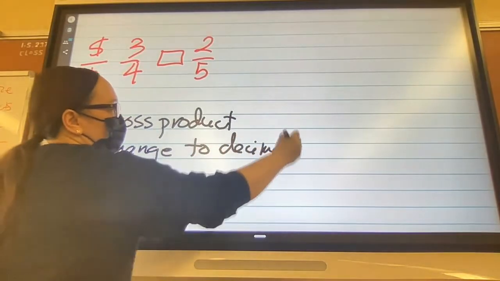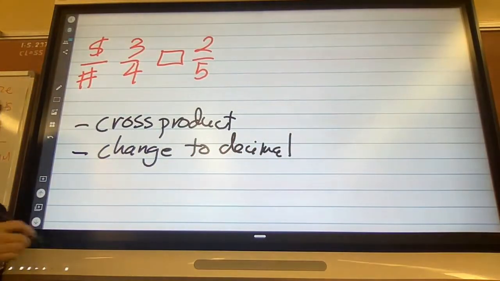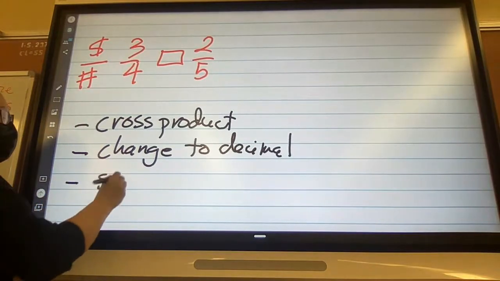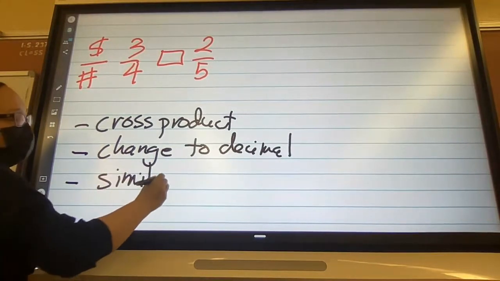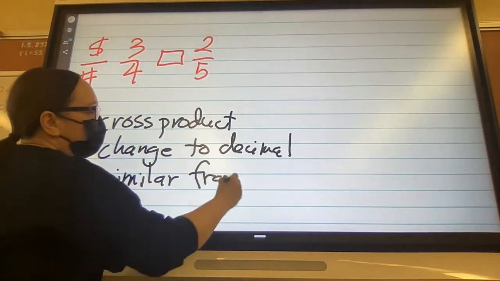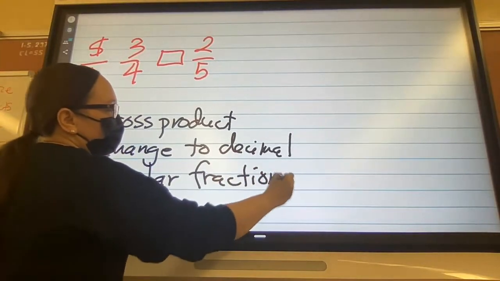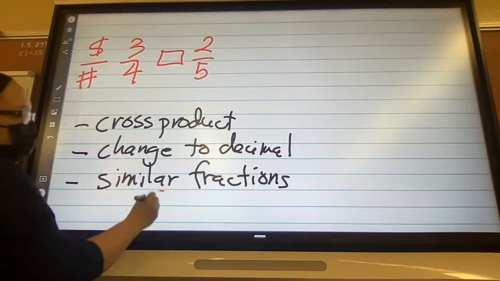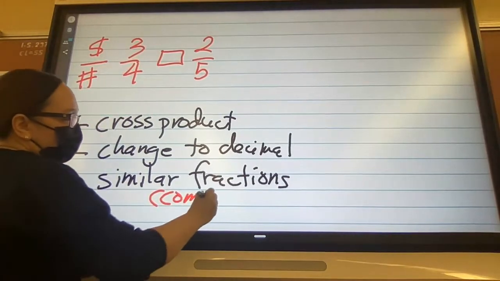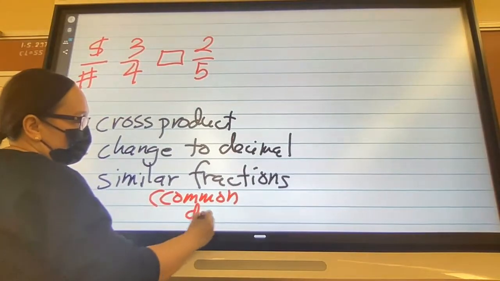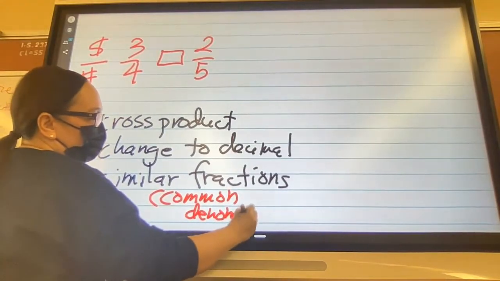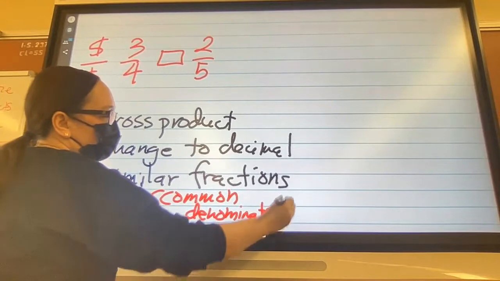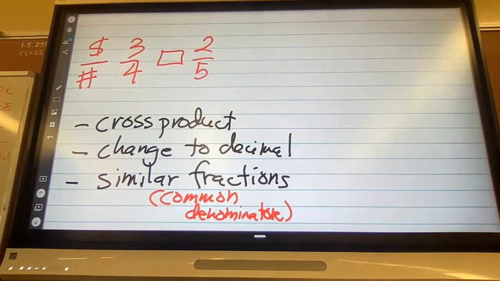What else? Yes? Okay, similar fractions. What do you mean by similar fractions? We don't say equivalent because they're not the same. We call it with the same common denominator. So, how many other ways could we use?